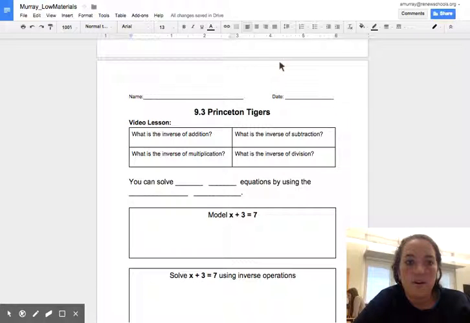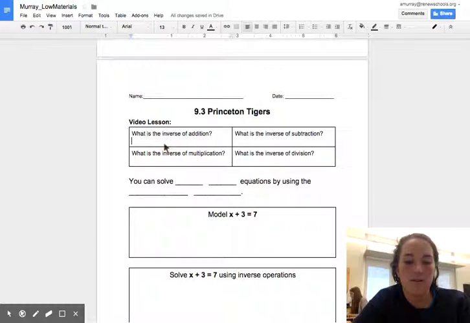So first, what is the inverse of addition? You guys should know this by now based off of our video lessons from 2 days ago. The inverse of addition is subtraction. So then what is the inverse of subtraction? The inverse of subtraction is addition.